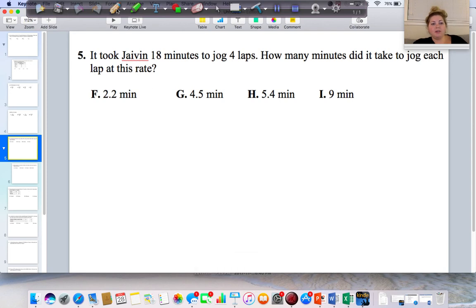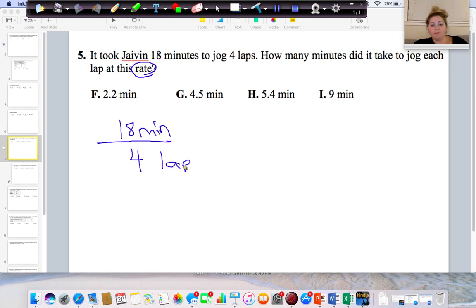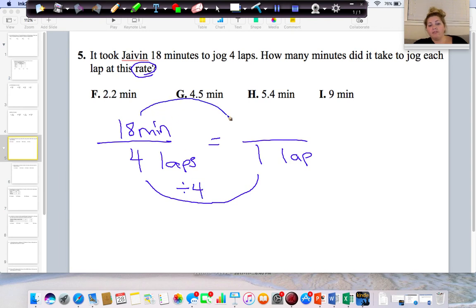All right, it took Javine 18 minutes to jog 4 laps. How many minutes did it take to jog each lap at this rate? Remember, when we see that word rate, we want to think unit rate. So we've got 18 minutes, 4 laps. We want to know how many minutes for 1 lap. So we can cross multiply and divide, or we can see that we divided by 4 here. So then we would need to divide by 4 up here.